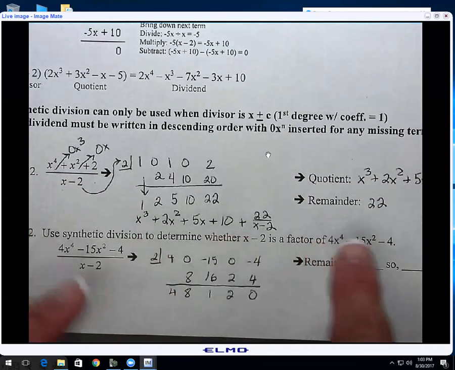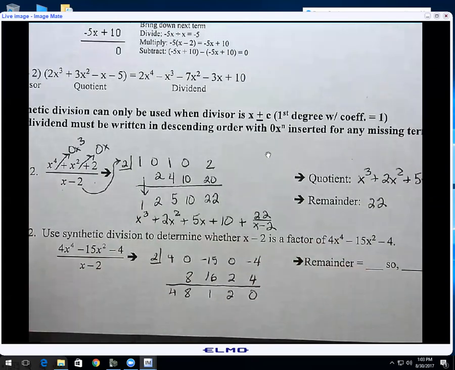Number 12 just asked us what's the quotient and what's the remainder, but number 22 says use synthetic division to determine whether x minus 2 is a factor of that. I just encountered a new word, factor. What does it mean in basic math if I say 3 is a factor of 15? It divides into it evenly. There's something you multiply times 3 that gives you exactly 15, so it's a factor. Another way to say it is when I divide 15 by 3, I don't get a remainder. There's nothing left over, I get 0.